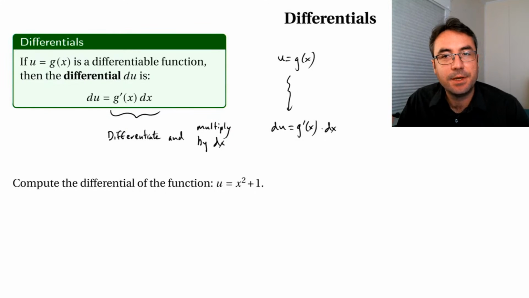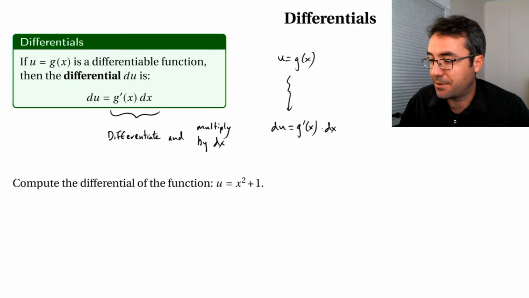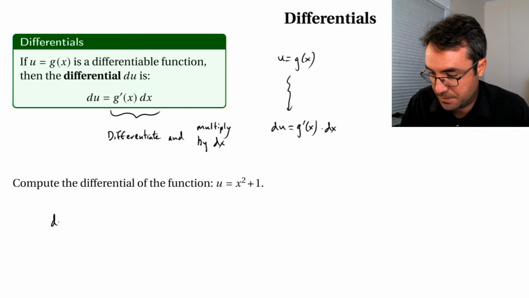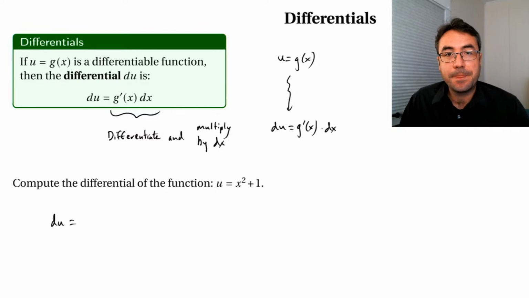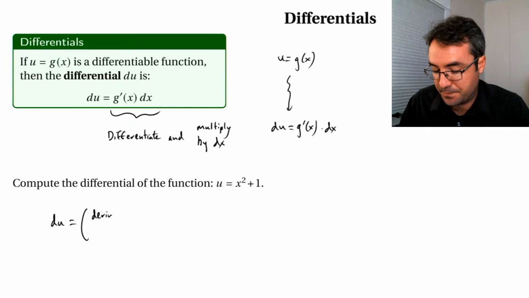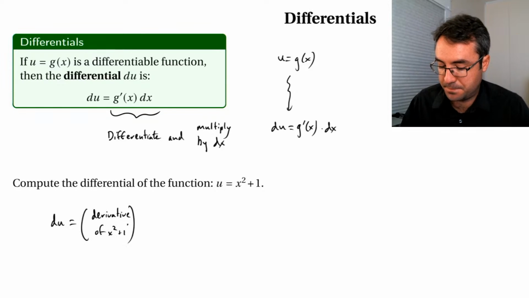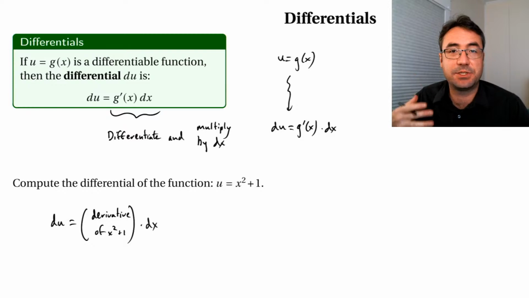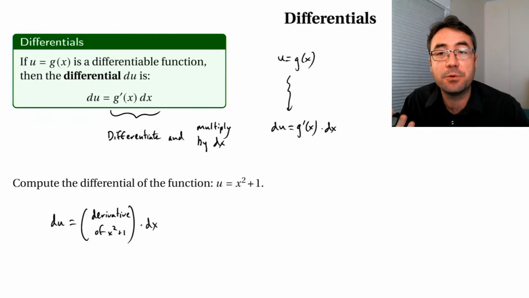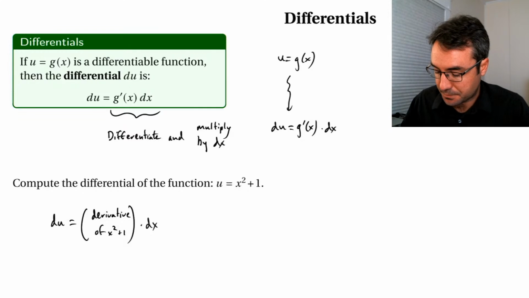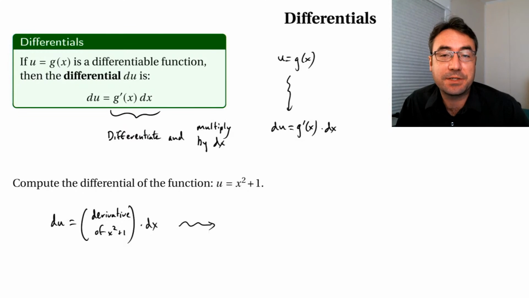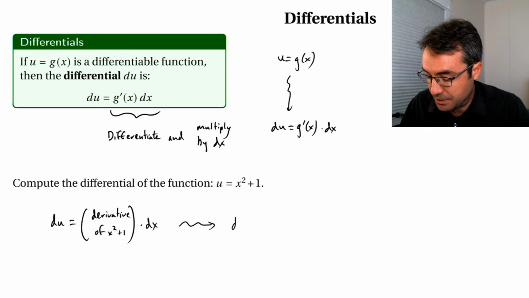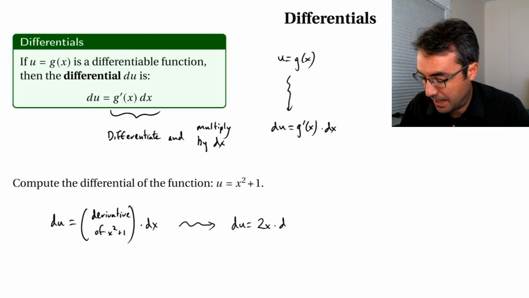So as a little example, let's calculate the differential for u equal to x squared plus 1. The differential in this case, du, is going to be the derivative of x squared plus 1 times dx. And again, think of dx as just like a single thing. It's just a variable with two letters in its name. All right, so what's the derivative of x squared plus 1? Well, it's 2x. So du in this case is 2x times dx.